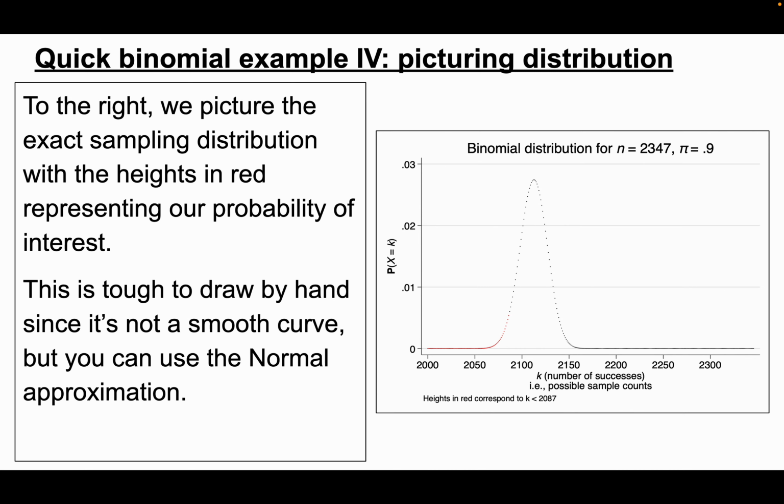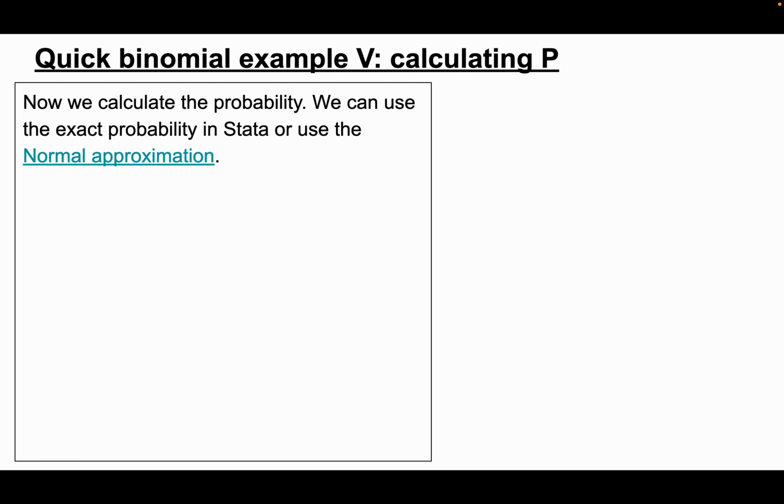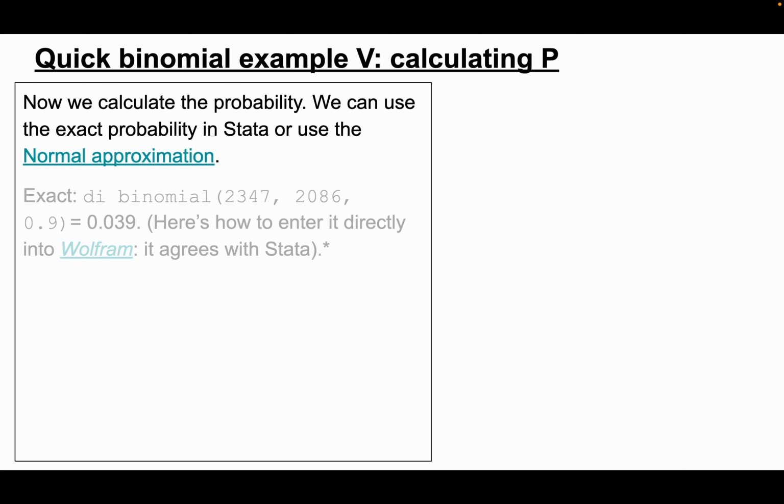This is obviously tough to draw by hand since it's not a smooth curve, but you can use the normal approximation. So let's look at two ways of doing this. We could either calculate the exact probability in Stata or use the normal approximation. To do this exactly in Stata, you would just use the syntax that we saw before. And again, we set up the problem before, where we were interested in the probability of this number of high school graduates or fewer, and this number is 2086, in a sample of size 2,347 if the probability of a success is 0.9. And we can just calculate that in Stata. It happens to be 0.039.